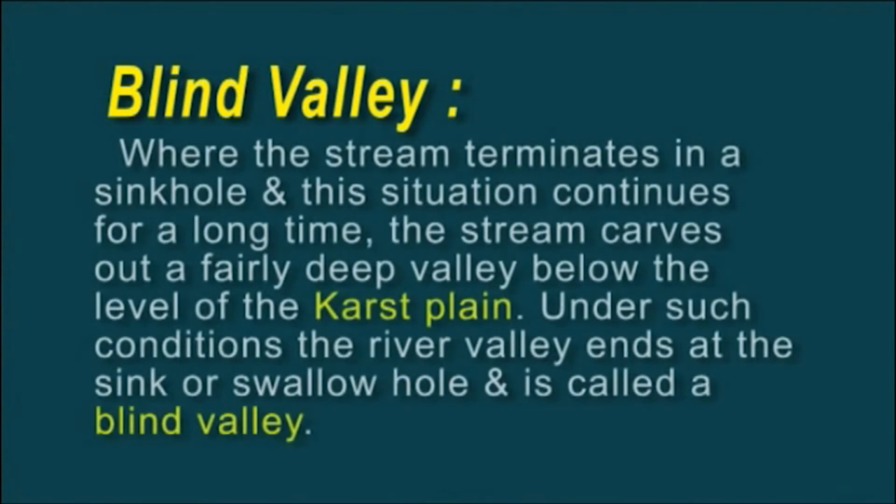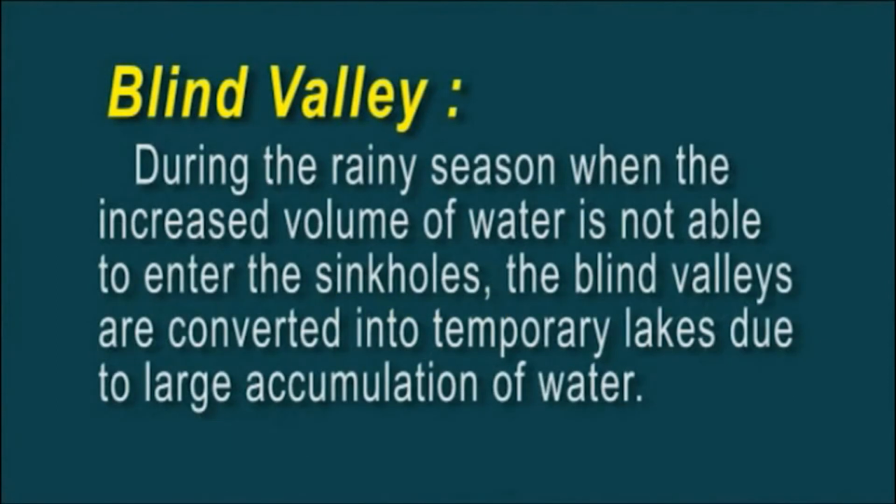surface. Blind valley. Where the stream terminates in a sinkhole and the situation continues for a long time, the stream carves out a fairly Karst plain. Under such conditions, the river valley ends at the sink or swallow hole and is called a blind valley. During the rainy season, when the increased volume of water is not able to enter the sinkholes, the blind valleys are converted into temporary lakes due to the large accumulation of water.